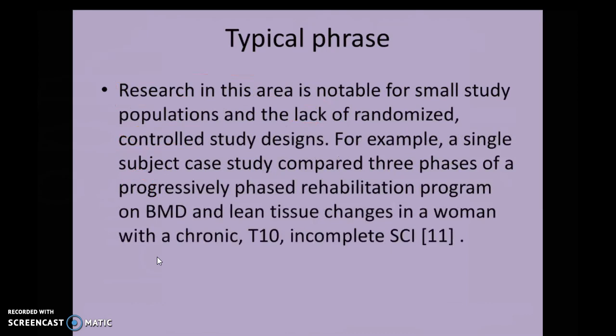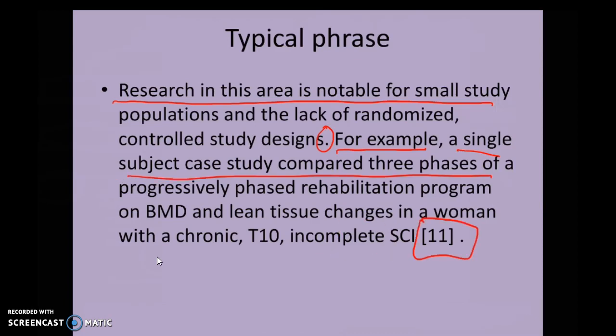Another typical phrase is, research in this area is notable for small study populations and the lack of randomized control study designs. Very general sentence. You notice there's no citation here, but then comes, for example, a single subject case study compared 3 phases, and here you have the citation. So there's 2 things going on. Number 1 is a general sentence introducing this idea of research in this area is notable for whatever it is notable for.